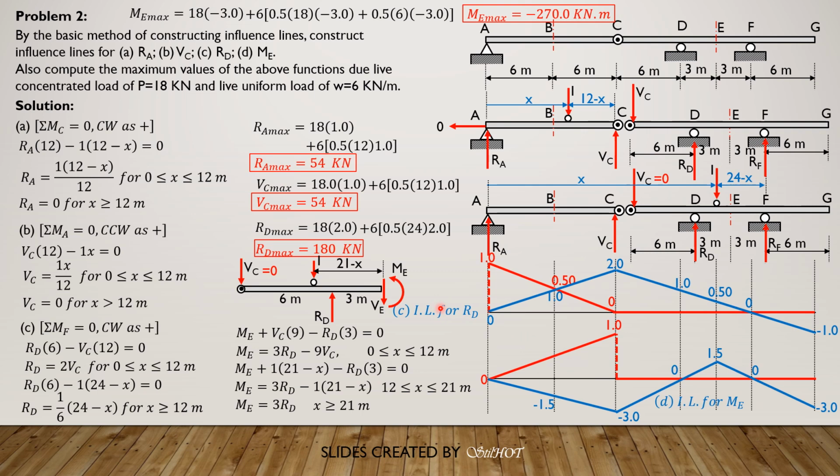So the maximum moment at E is negative, and it is equal to, so we place the concentrated live load either here or at the NG. So it is 18 times negative 3, then plus uniform load. There are two areas. So 18 times negative 3 plus 6 times quantity 0.5 of 18 times negative 3 plus 0.5 of 6 times negative 3, the area here. This is the area here. So moment maximum at E is negative 270 kilonewton meter. So that's it for this second problem.